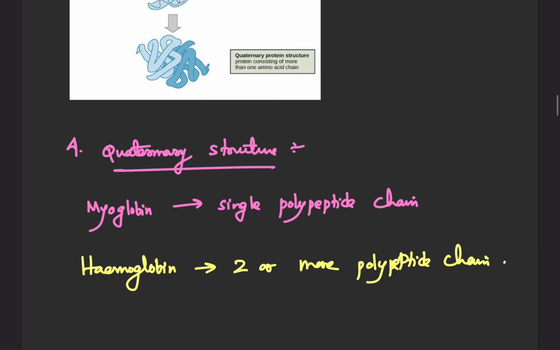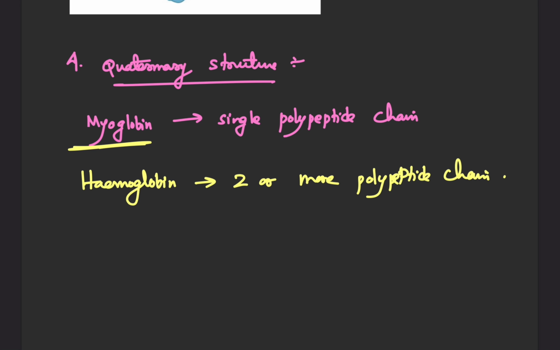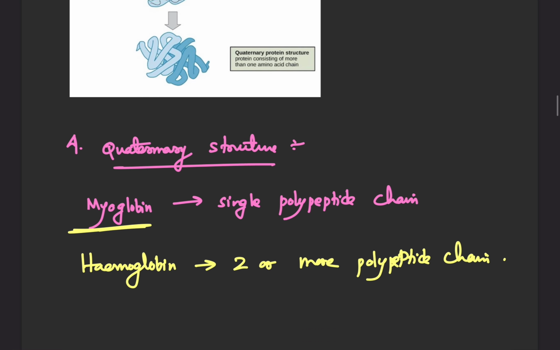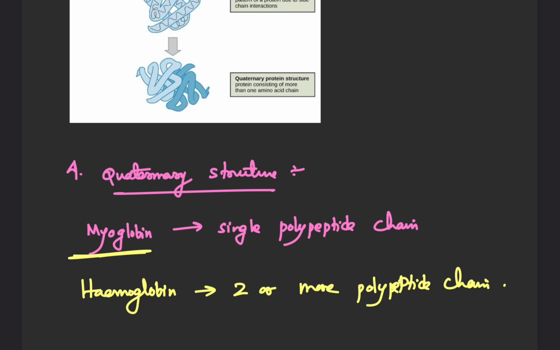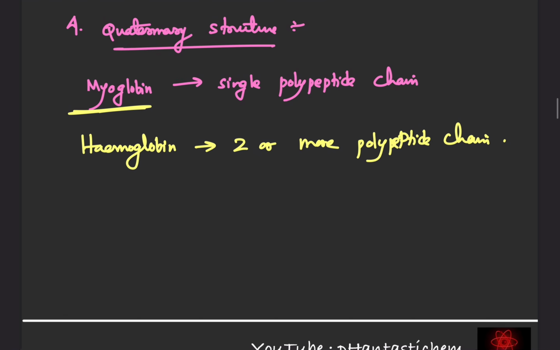So statement C says that only the proteins having a quaternary structure are biologically active, which is incorrect, because there are proteins like myoglobin and these guys exist as a single polypeptide chain and they don't have a quaternary structure, because to have a quaternary structure you should have more than one polypeptide chain. Okay, so this guy has a single polypeptide chain, does not have a quaternary structure, but it is still biologically active. Okay, so therefore option C is incorrect.